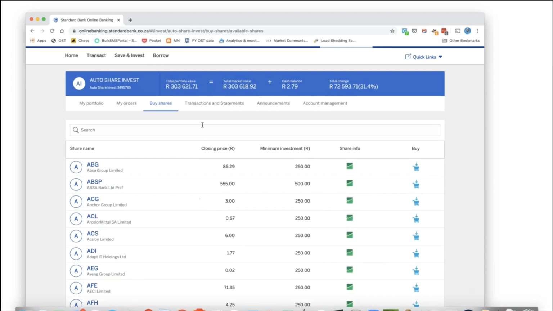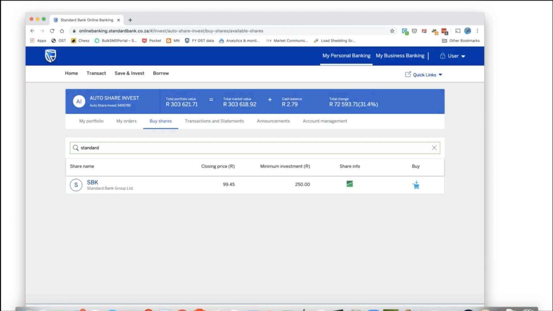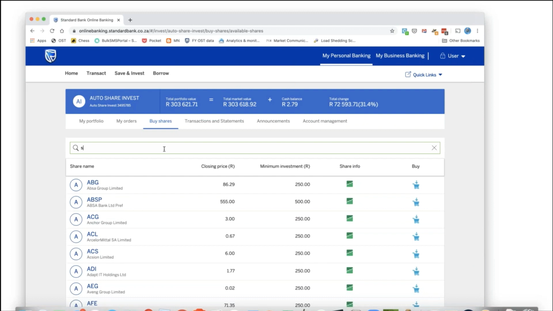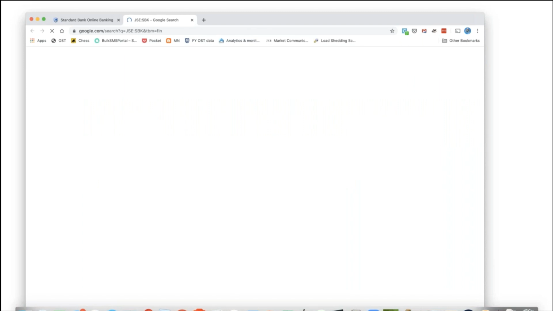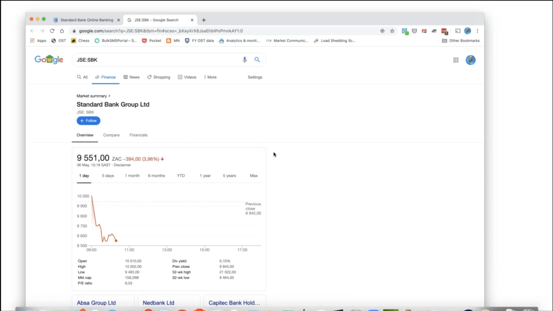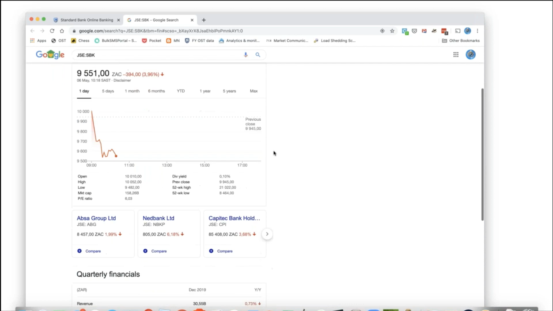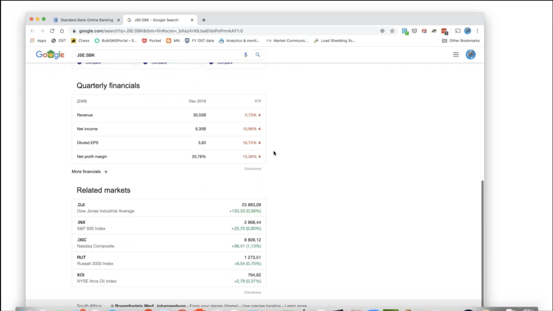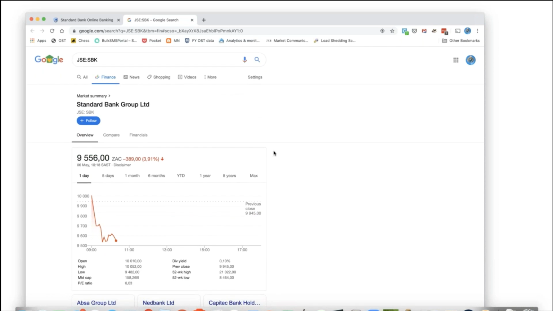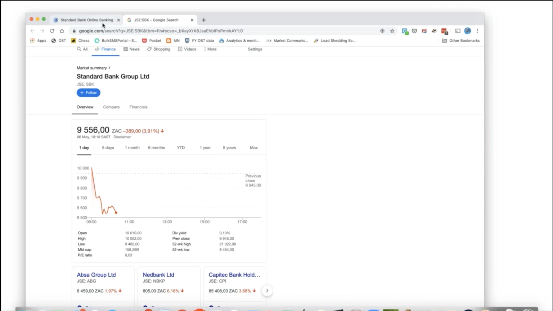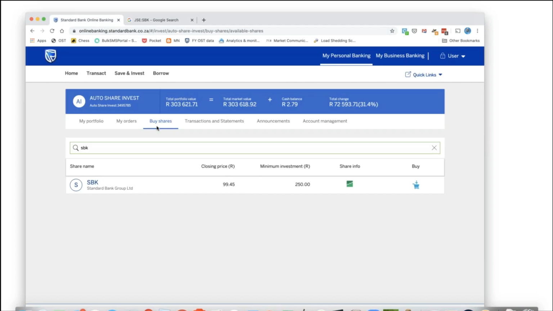There are two ways that we can search for the share. For example, we could search Standard, and Standard Bank would come up. Inversely, we could just search the code, which is SBK. We would get to the same ultimate place either way. If we click on that, it takes us to the Google Finance page for that particular share, which gives some information. It's not as comprehensive as you would find within the online share trading, but it does give you a bit of information in terms of what is happening, how it looks, etc.